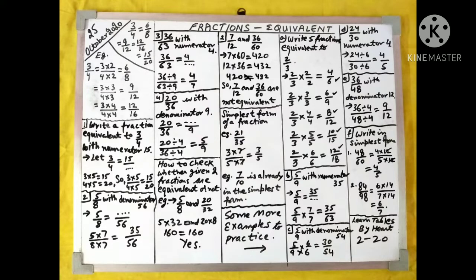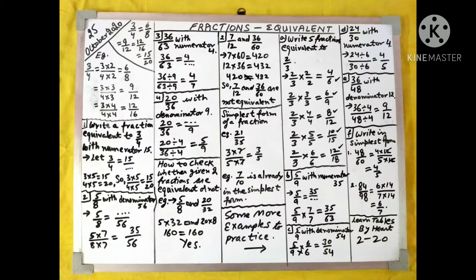I have written 3 by 4 is equal to 6 by 8 is equal to 9 by 12 is equal to 12 by 16 is equal to 15 by 20. Right? All these fractions, 3 by 4, 6 by 8, 9 by 12, 12 by 16 and 15 by 20, they represent the same fraction. So they are known as equivalent fractions.